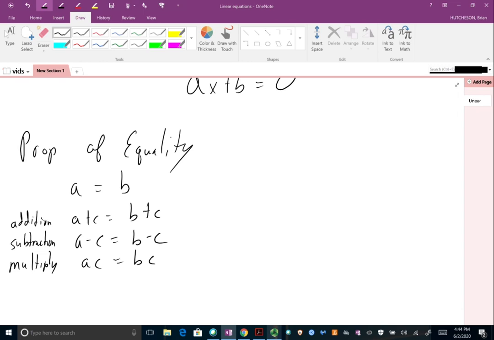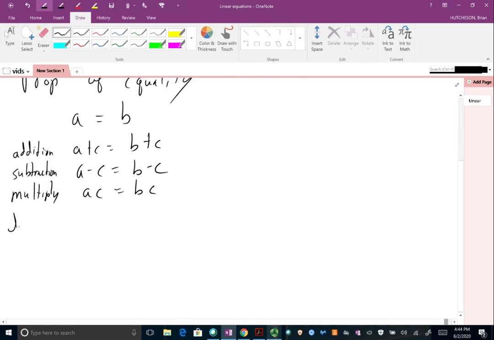Now, I'm not going to lie. We really don't want C to be 0. Multiplying both sides of an equation by 0 just wipes them out. So try not to let C be 0.